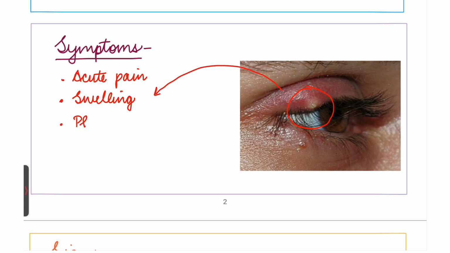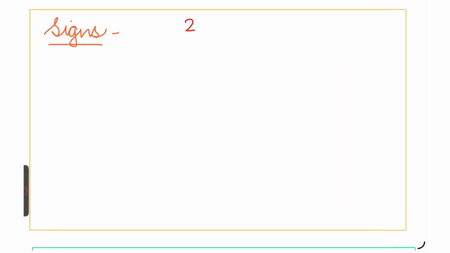Also, there can be photophobia and mild watering or epiphora. In STYE, two stages can be seen.